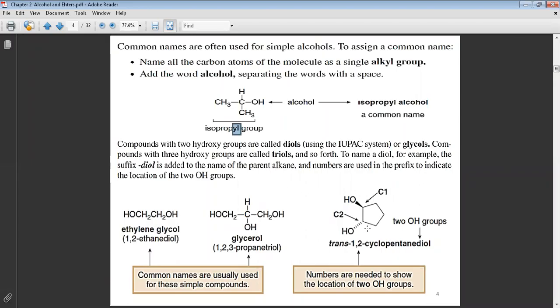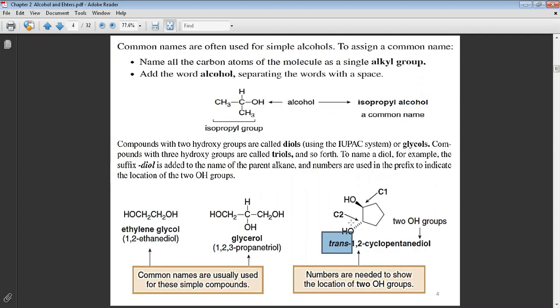Now, take this. Don't look at the trans. You can remove this trans, because we don't take it as stereochemistry now. Just like an alcohol. We have cyclopentane here, and we have OH on the carbon number 1 or 2, or you can say 1, 2, no problem.